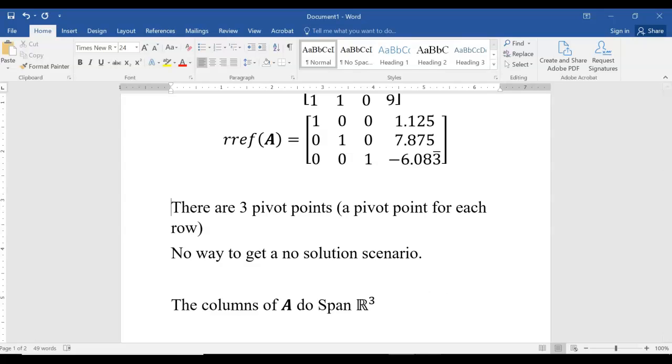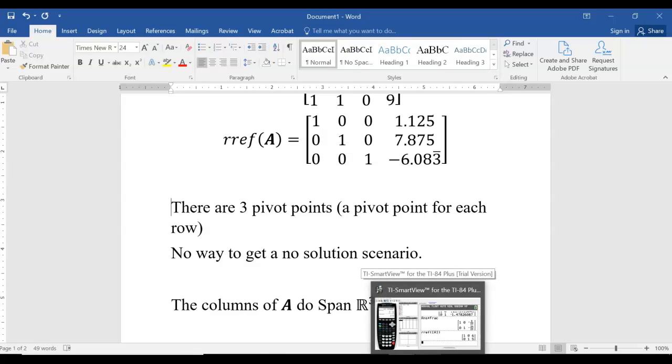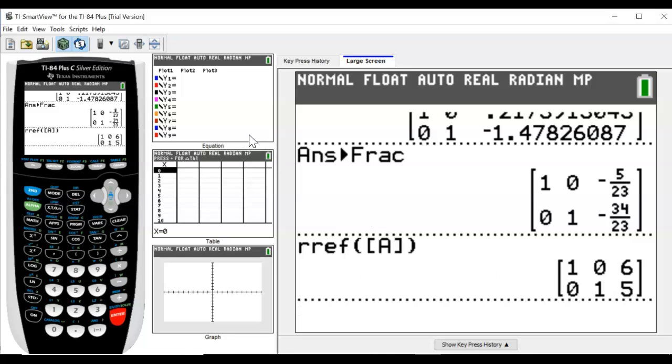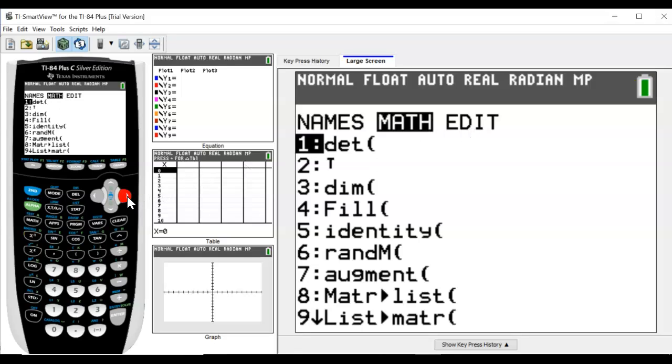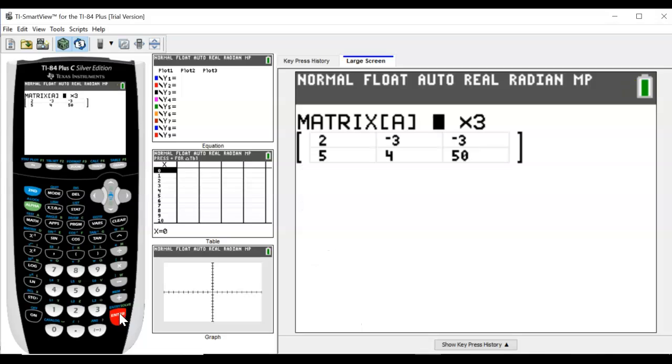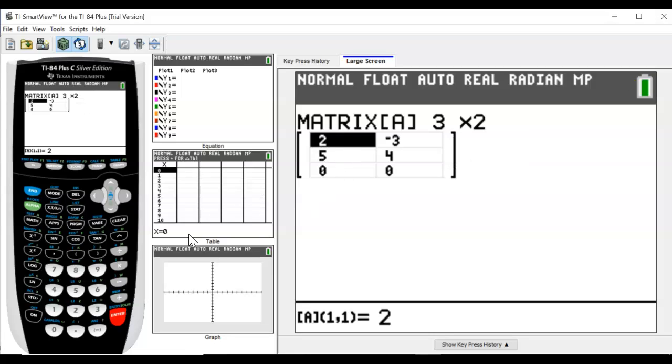Now, one little tidbit that I want you to take into account. What if I asked you, do the columns of A span R3, and let's let the two columns of A be, well, my first column will be 1, 1, 1. My second column will be -2, 4, 7.